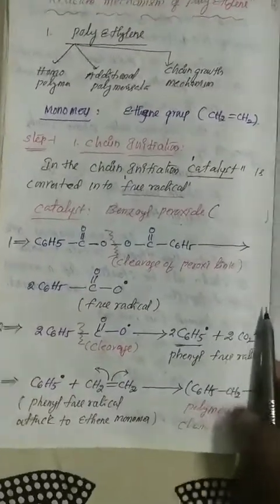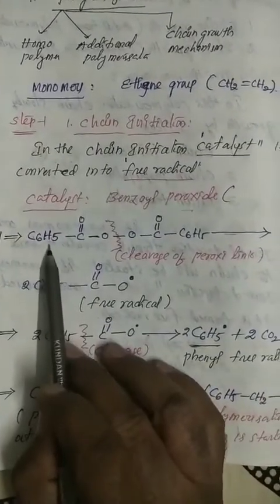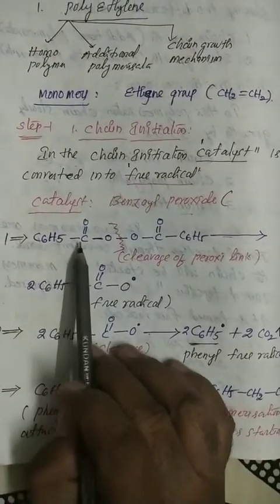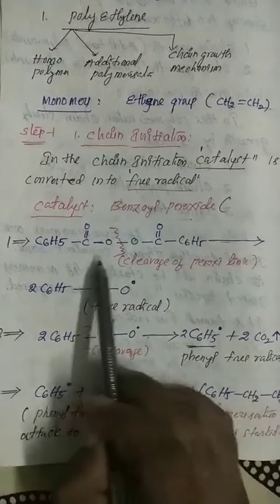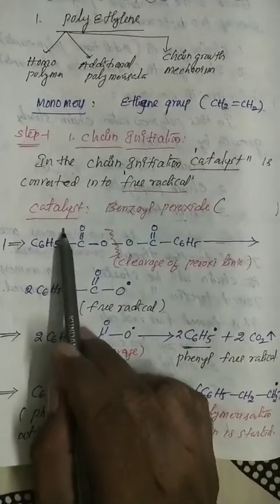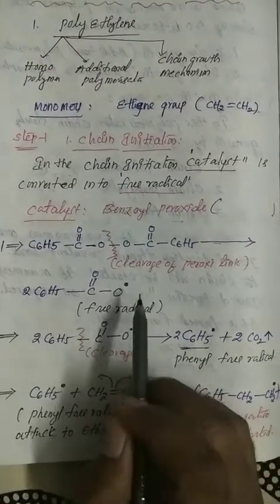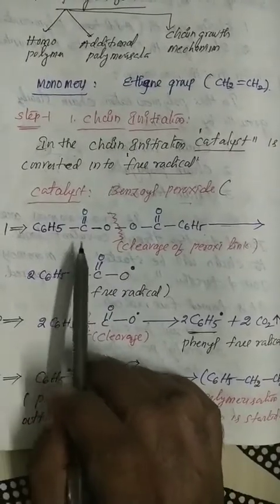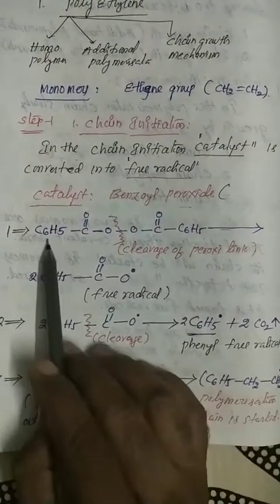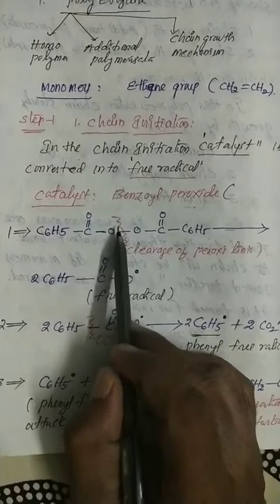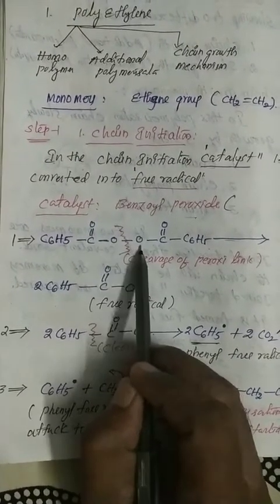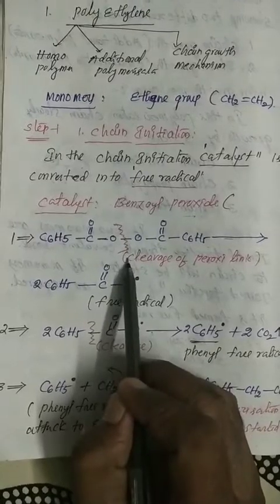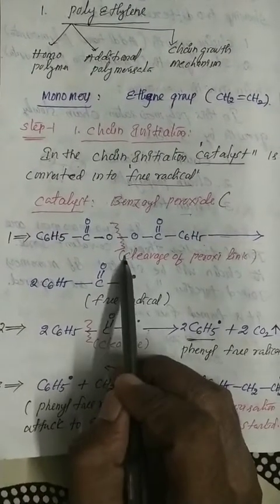See, first of all, benzoyl peroxide. This is the formula of benzoyl peroxide: C6H5-C(=O)-O-O-C(=O)-C6H5. First, how is the catalyst benzoyl peroxide converted into a free radical? Listen very carefully. This is the benzoyl peroxide formula. First of all, what happened? This O-O is nothing but the peroxide link. Now cleavage. Cleavage means the peroxy link breaks up.